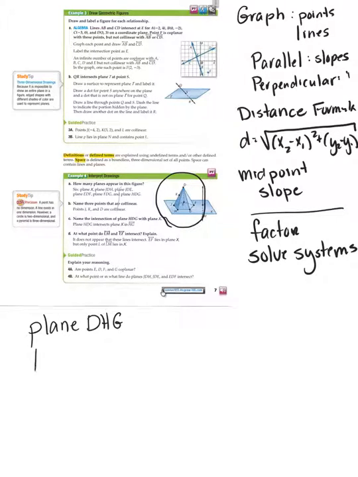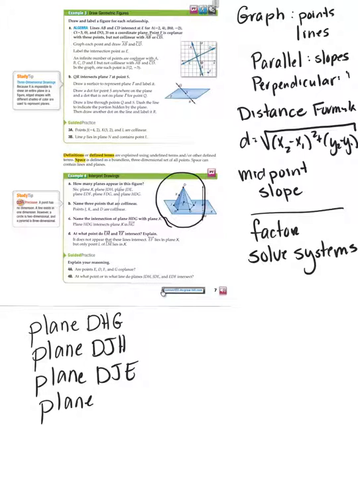Then as I move to its left, I have plane DJH. Then as I move to its left, I have plane DJE. Then as I move to its left, I have DEF. And then on around, I have plane DFG. And then I'm back to the front.